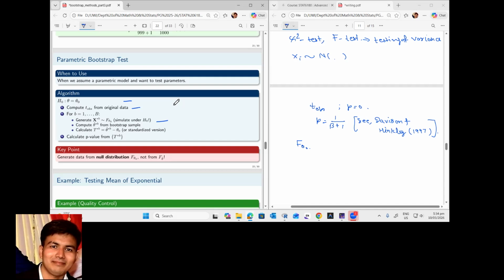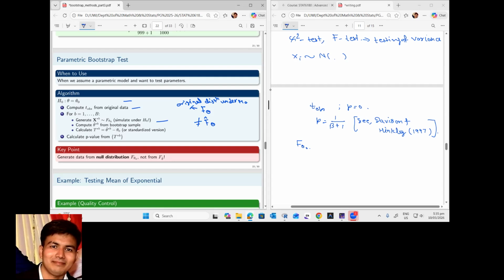We must generate the data from the distribution specified by the null hypothesis only, not from f theta cap. Whatever X star b you are going to generate, you should generate from the f theta, the original distribution under H naught. You should not generate from f cap theta. That is the thing that you need to remember.